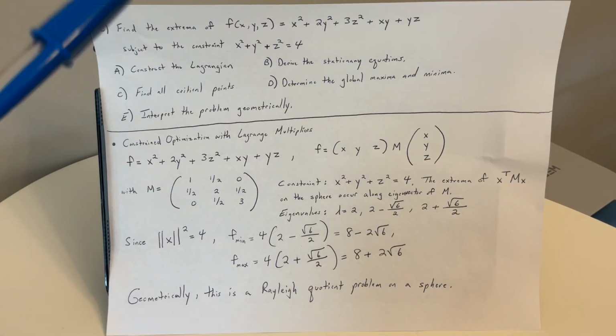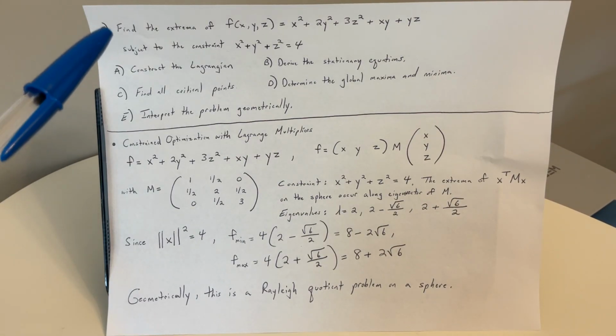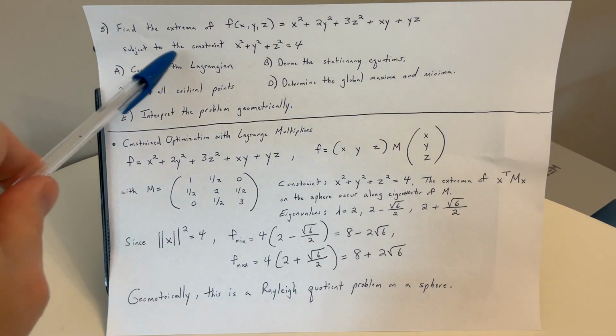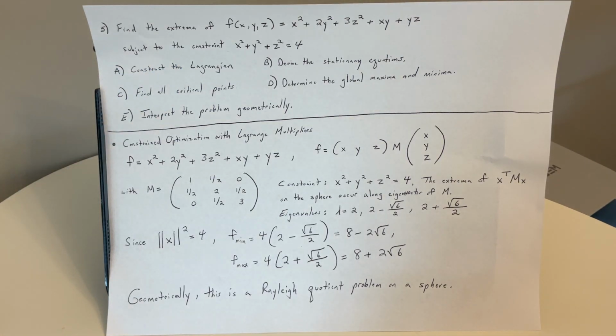So, mathematics for machine learning practice final exam part 2, picking up with number 5. Find the extrema of f of x, y, z equals x squared plus 2y squared plus 3z squared plus xy plus yz, subject to the constraint x squared plus y squared plus z squared equals 4.